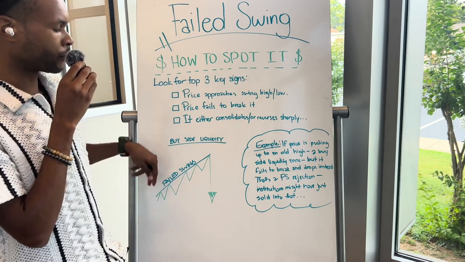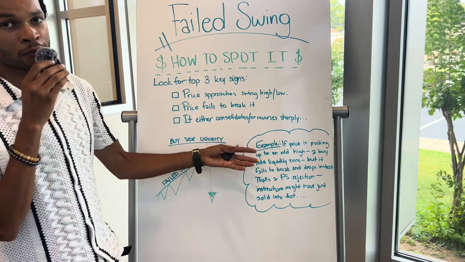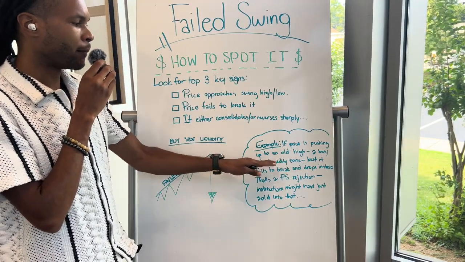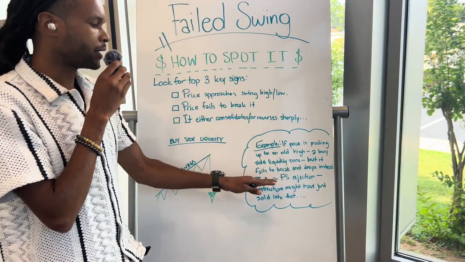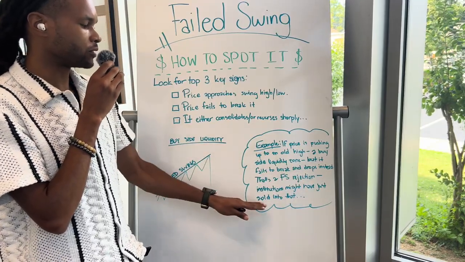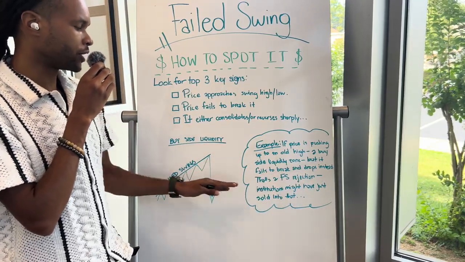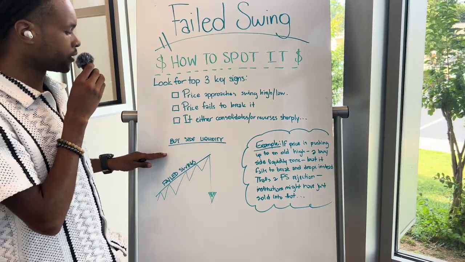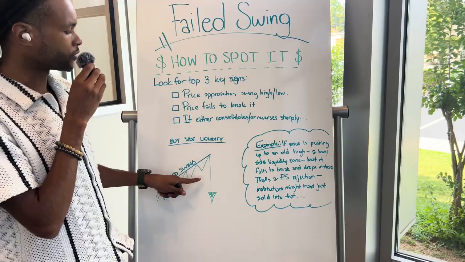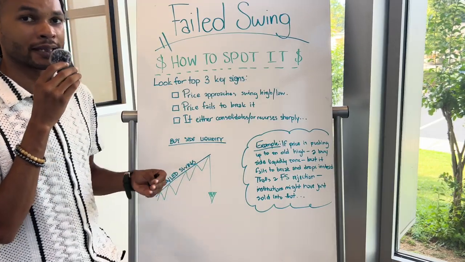So here I have a diagram of an example, and I'm going to give you an example. If price is pushing up to an old high, a buy side liquidity zone, but it fails to break and drops instead, that's a failed swing rejection. Institutions might have just sold into that. So here's buy side liquidity, here's our failed swing, and price is pushing to the upside but reverses off of this failed swing, validating the failed swing.